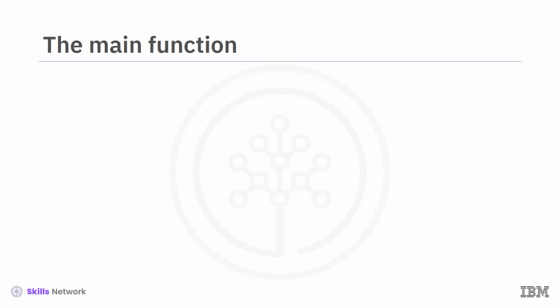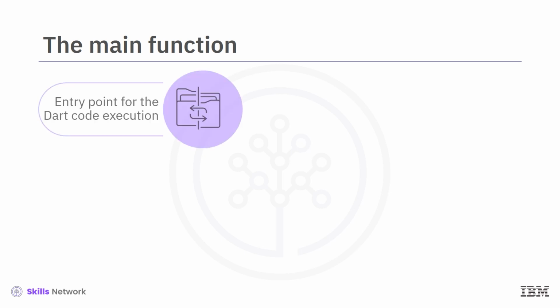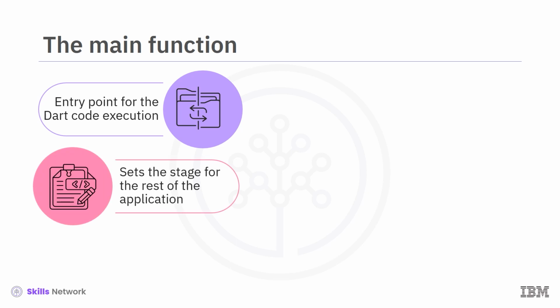Every Dart application starts with the main function, which is the entry point for the execution of Dart code. It is important to understand how the main function works because it sets the stage for the rest of your application. Let's understand the application of the main function using an example.